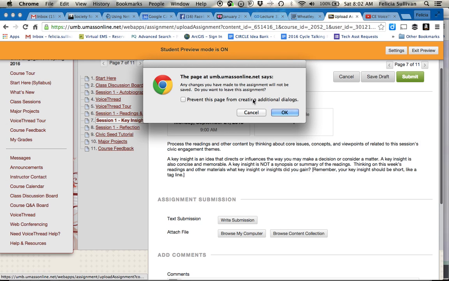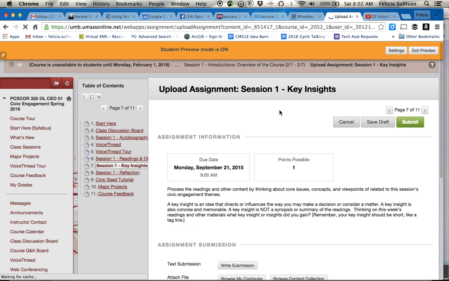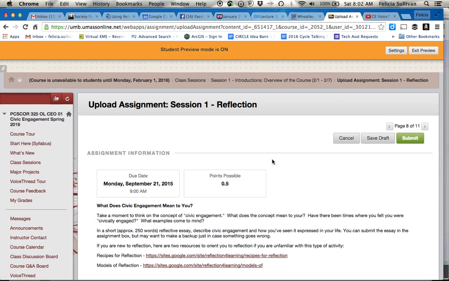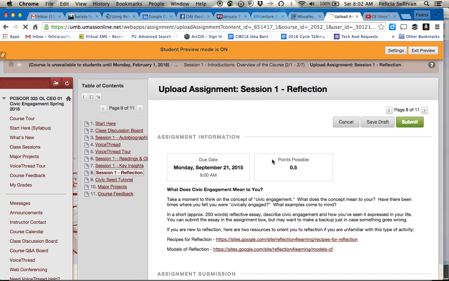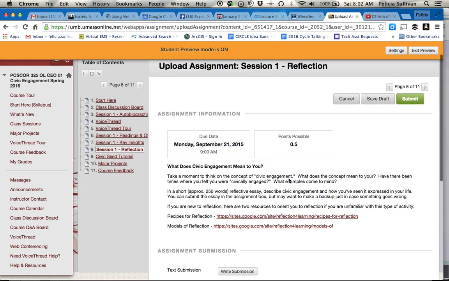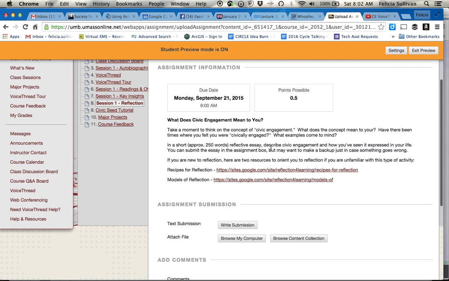Then there is a reflection piece, which is also due on Monday, February 8th. So I want you to take, here are those instructions on how to do reflective writing, the prompt for this week. If you haven't done reflective writing, I want you to click on the items here. Again, reflective writing is really thinking about how the material is intersecting with your own understanding, your own thinking, your own experience. You might want to think of it as journal writing.